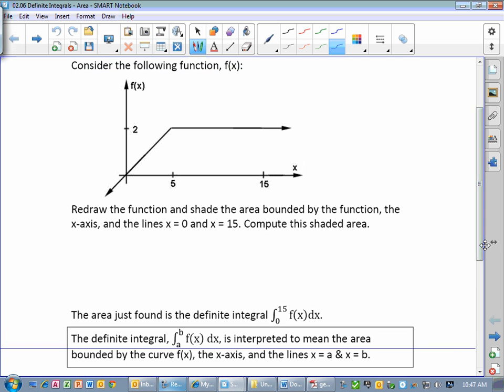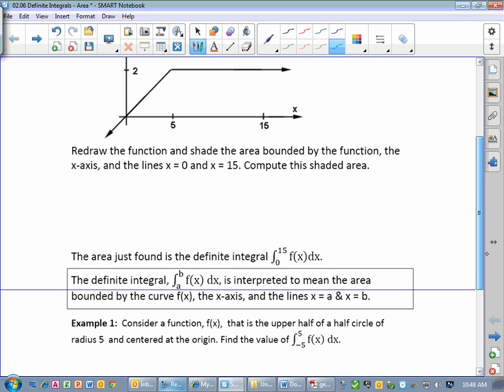So we've got this function f of x, and f of x is this curve right along here. Okay, and it's actually a piecewise function if we were to write out the function. Notice we've got a linear and then a linear, right? So some positive slope and then a constant slope. So it says redraw the function and shade the area bounded by the function, the x-axis, and the lines x equals 0 and x equals 15.